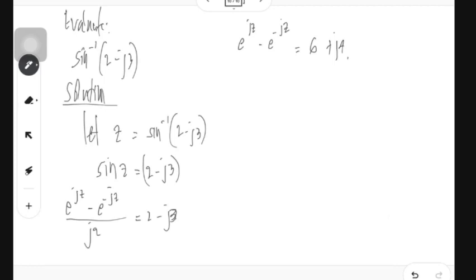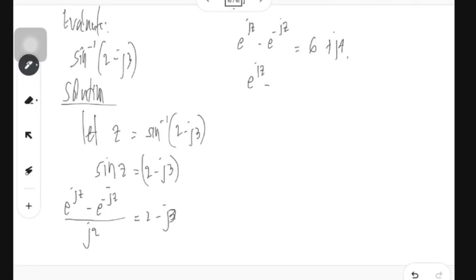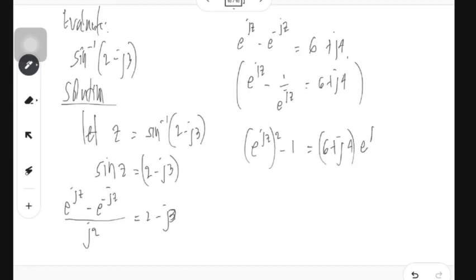Then, how will you solve for the value of Z? Ganito. Itong e to the negative, pwede mong gawing 1 all over e to the positive. Di ba? Okay? Then, clear the fraction. Multiply the whole equation by e to the jz. So, ito yung magiging e to the jz, quantity squared, minus 1 is equal to 6 plus j4 e to the jz.